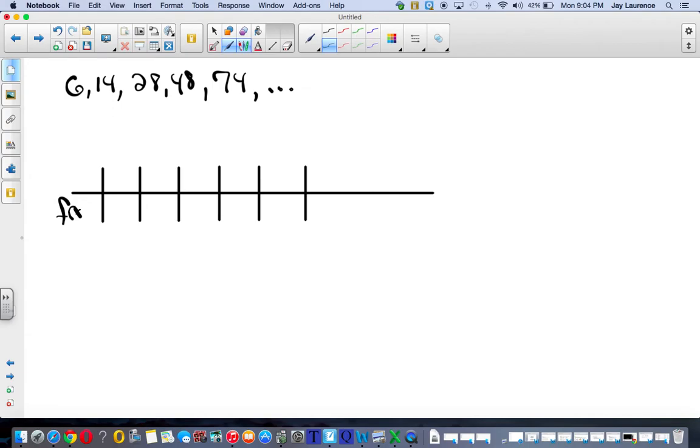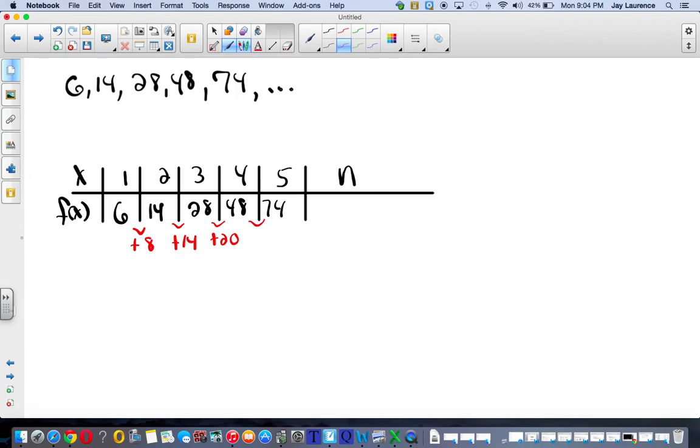So we've got our f of x, we've got our x, and we've got 1, 2, 3, 4, and 5. All right, we've got 6, 14, 28, 48, 74, and then n. Go looking for the first differences. It looks like plus 8, and that's going to be plus 14. It's going to be plus 20. That's going to be plus 26. Looks like the second differences are all plus 6.